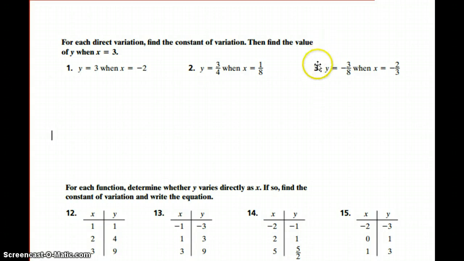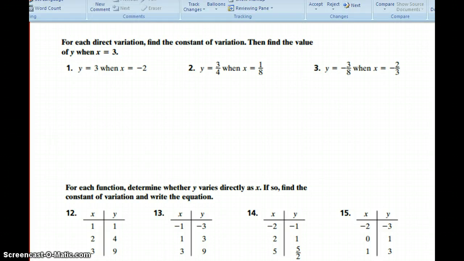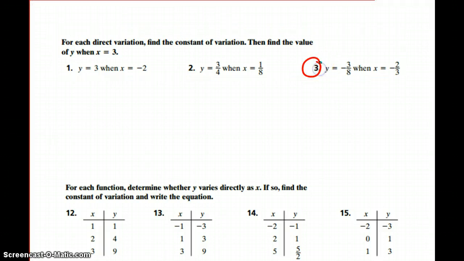Hi, I've had a few homework questions. One of the questions that I had was on problem number 3. So we're going to walk through that one.